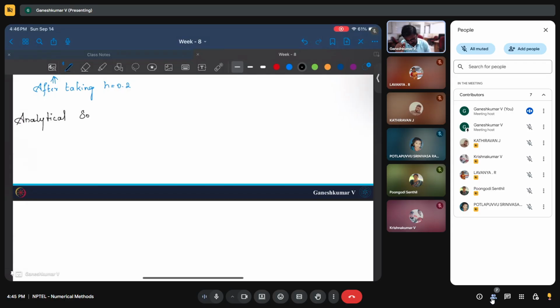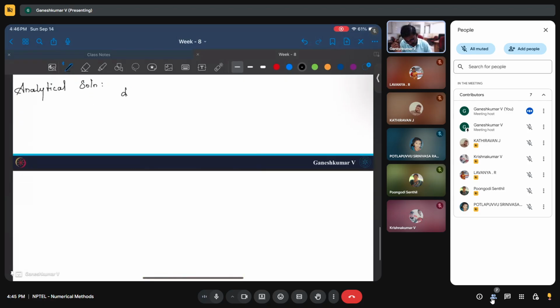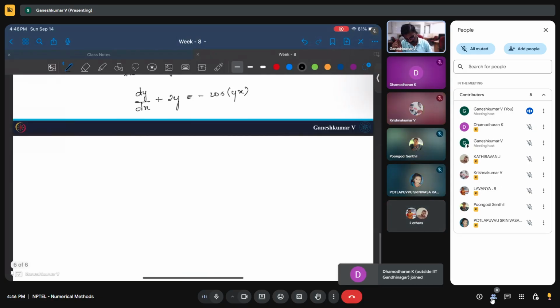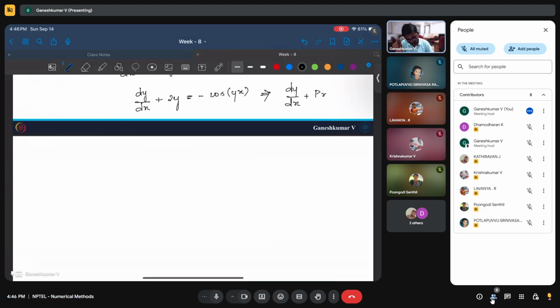Since it's a linear equation, we all studied how to derive an analytical solution for this simple ODE. So this is dy by dx equal to minus 2y minus cos 4x, right? You can rewrite it as dy by dx plus 2y equal to minus cos 4x. If you see, this is in the form of dy by dx plus py equal to q, right? So this is a linear ODE.